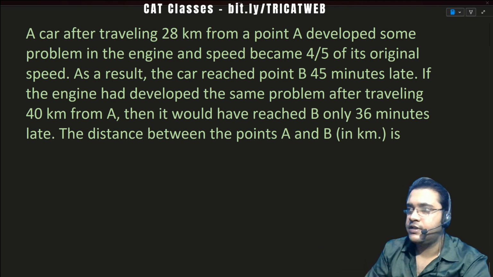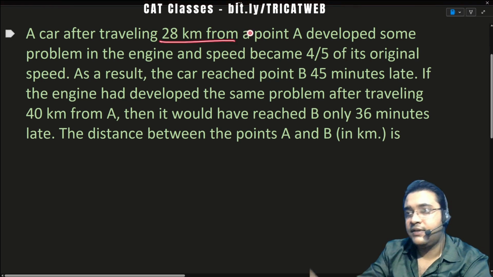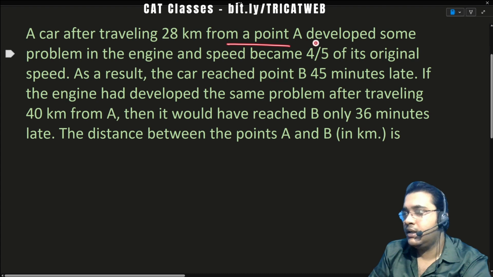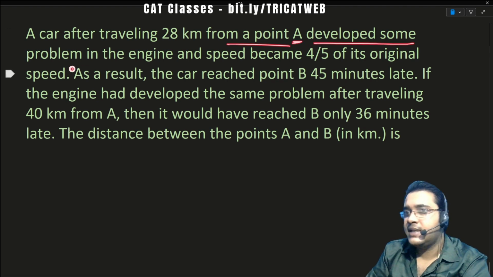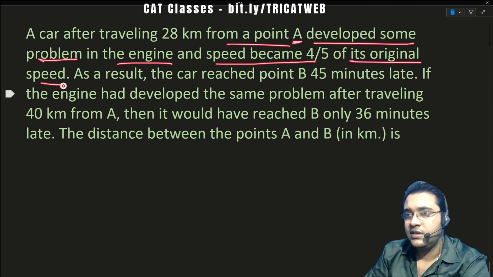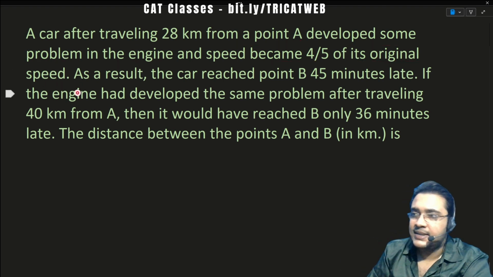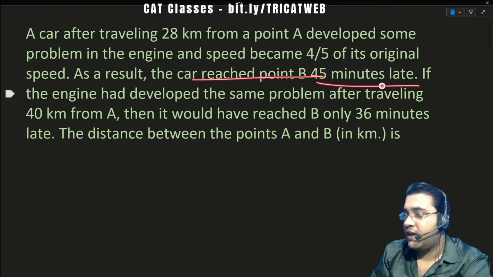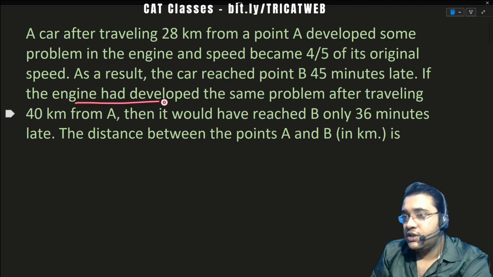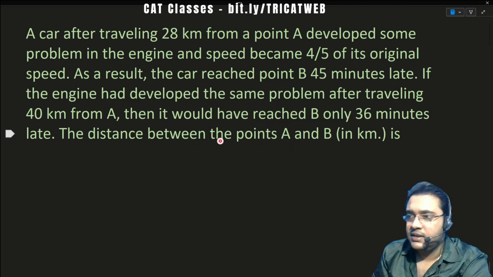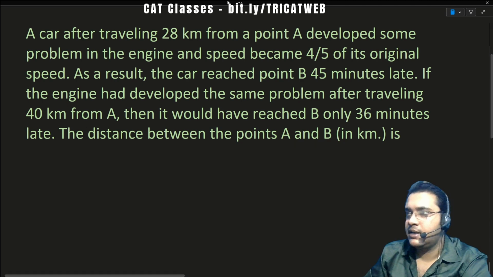Let's read it first. They say that there is a car traveling 28 kilometers. After traveling 28 kilometers from a point A, developed some problem in the engine and the speed became 4/5 of its original speed. As a result, the car reached point B 45 minutes late. If the engine had developed the same problem after traveling 40 kilometers from A, then it would have reached B only 36 minutes late. The distance between point A and B is, obviously in kilometers they are asking, right?